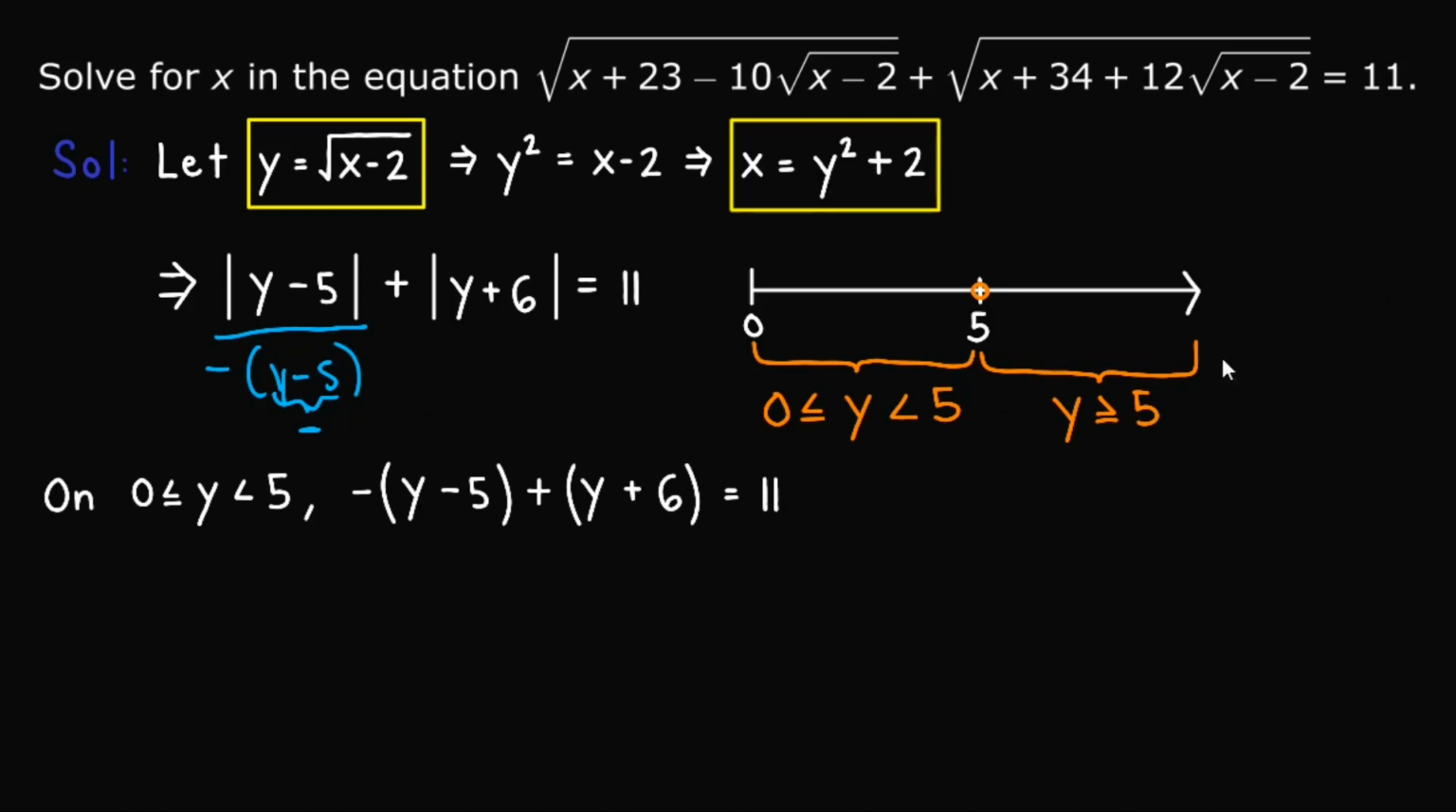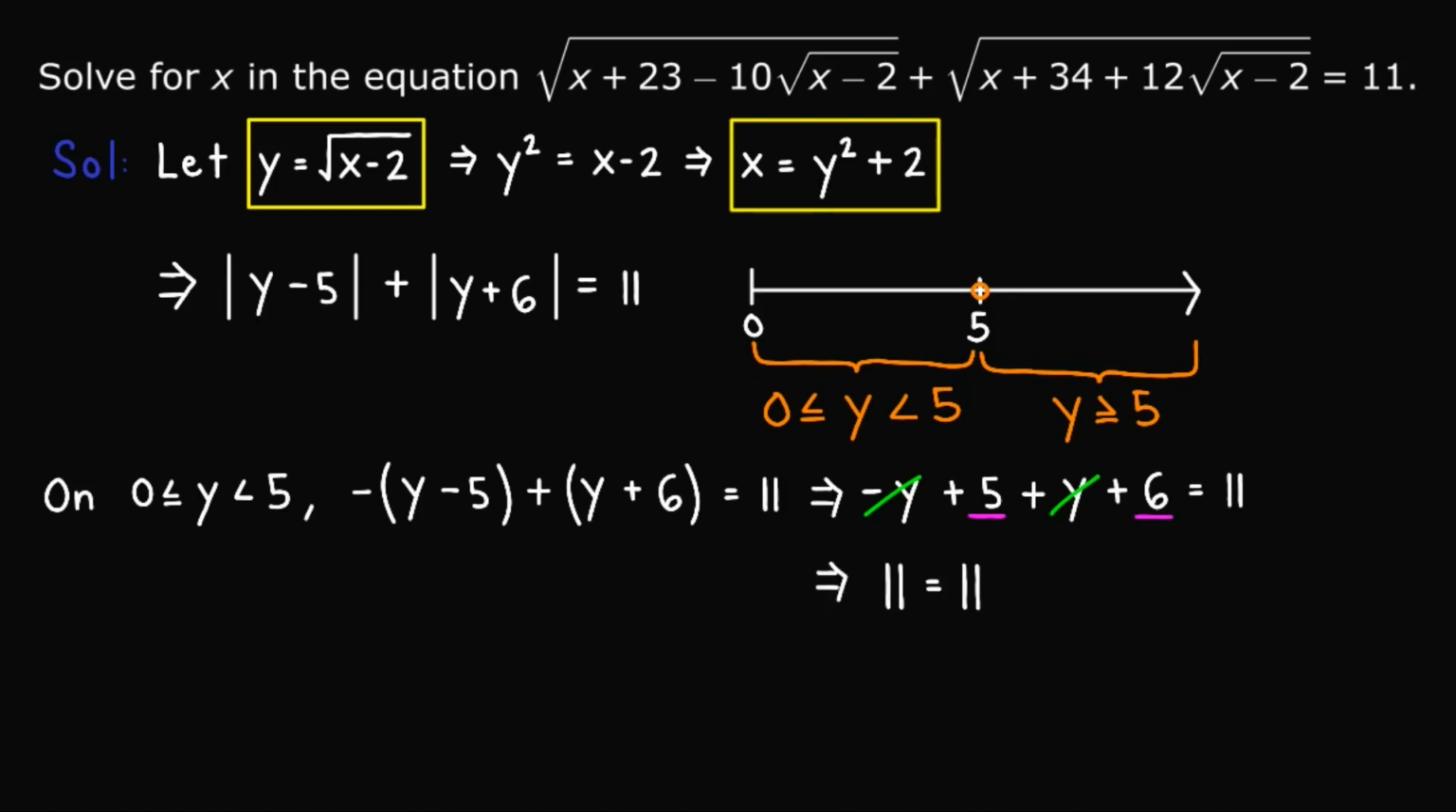And let's focus on this equation. Starting by distributing this negative sign out here, we'll get negative y plus 5 plus y plus 6 equals 11. Observe that we can subtract the y's out here, and adding the 5 and 6, we obtain 11 equals 11. We know that 11 equals 11 is always true or always valid. This means that for any values of y in this region, we'll have a valid equality.